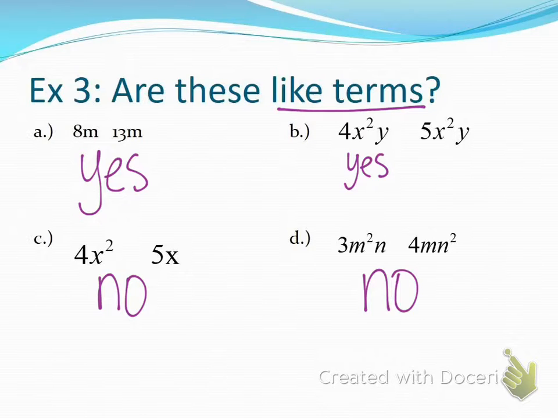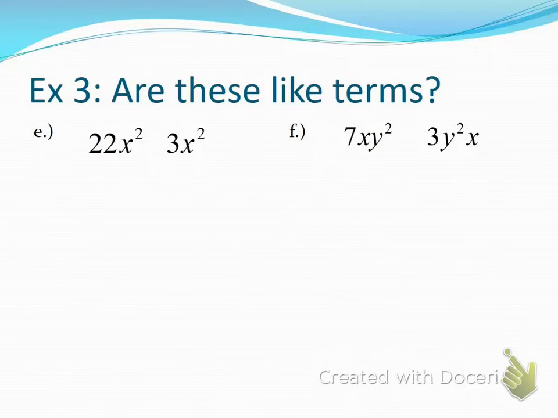Anybody need more time on these? All right. Couple more examples for the same section. Letter E has like terms. Both of them are x squareds. The coefficients, again, are different, and that is okay.